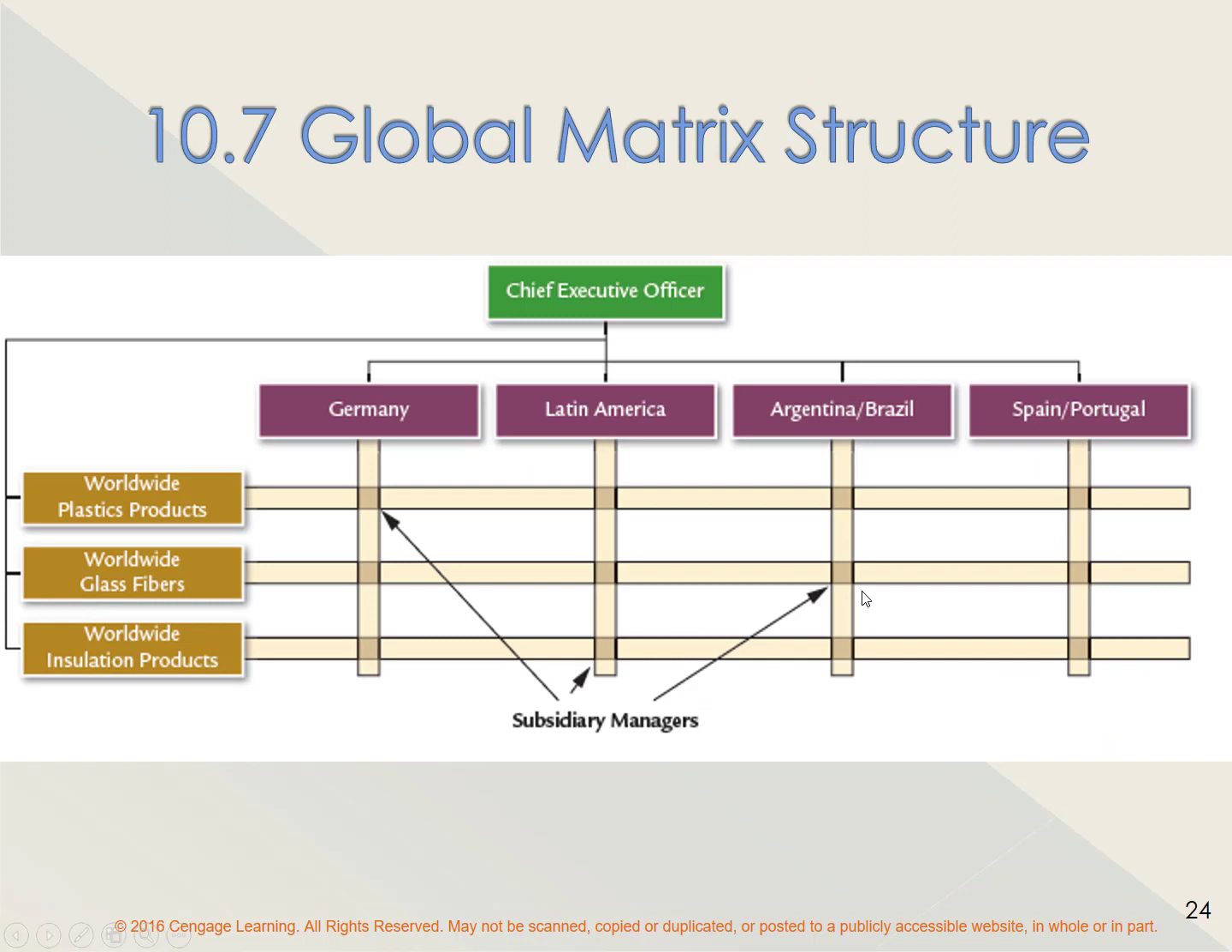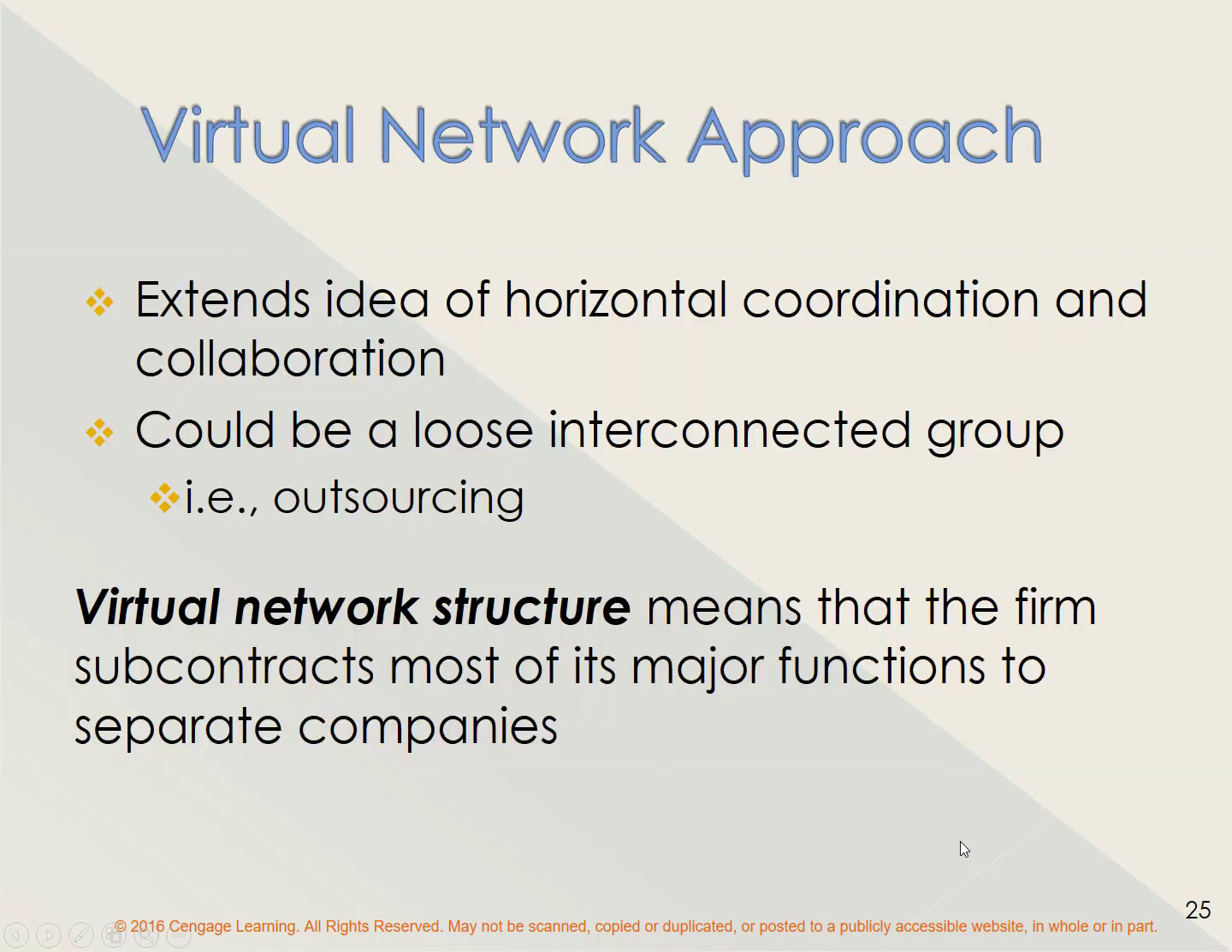Okay. A global matrix structure. So this is where you have, at one level, all the different countries or areas, regions, and then you have the different major divisions over here. And then each node is a subsidiary manager. Also very common for international companies.